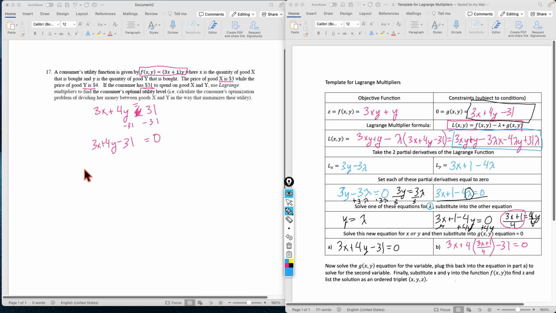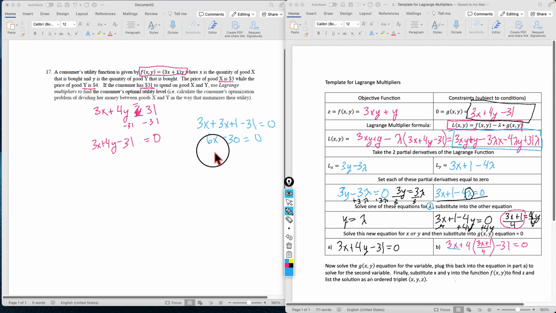So let's just change colors. I'm going to come all the way over here, and we're going to have 3x, right? That's that 3x there. The 4's have canceled, so what we are left with is plus 3x plus 1, that's the numerator, minus 31 equals 0. It gives us 6x, 1 minus 31 is minus 30. Oh, that's good. It's nice and divisible.